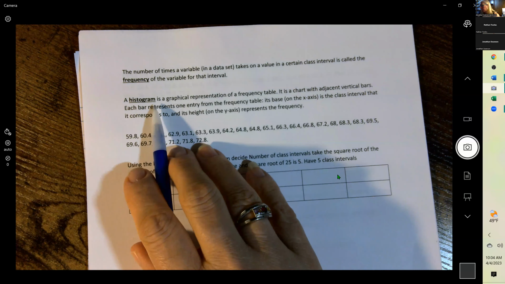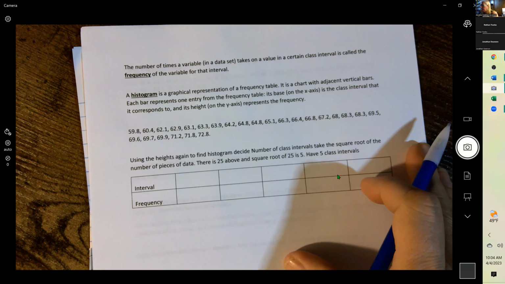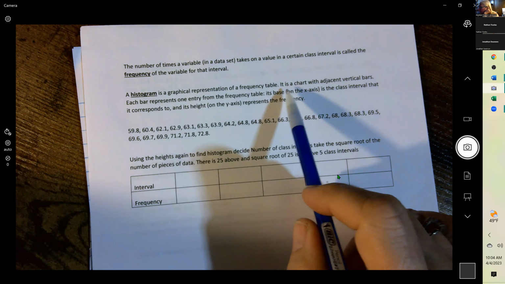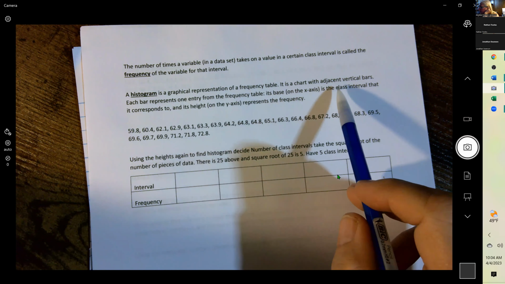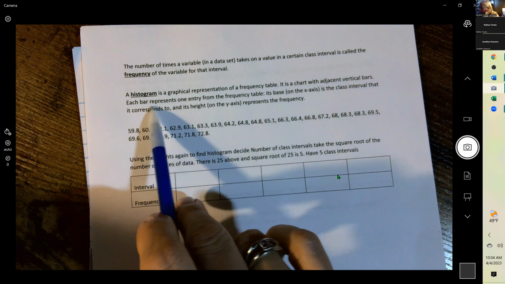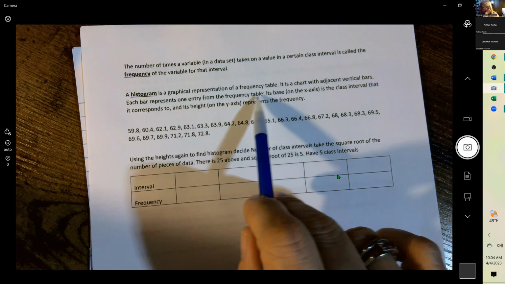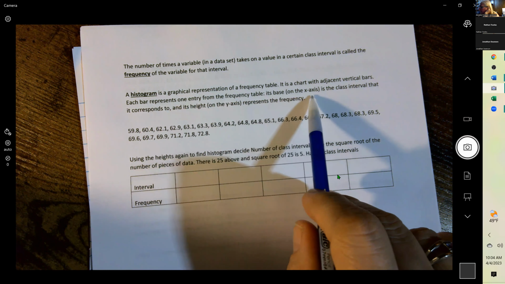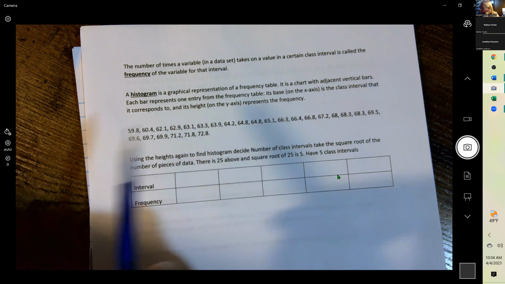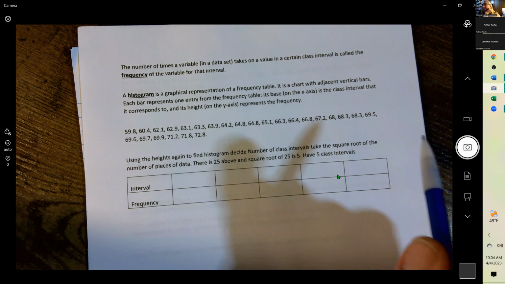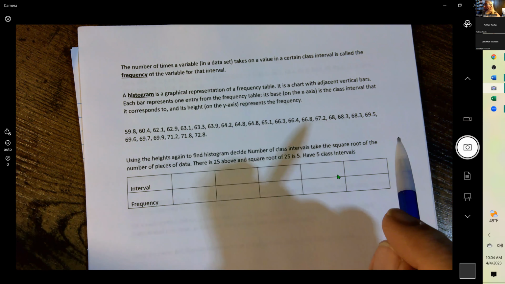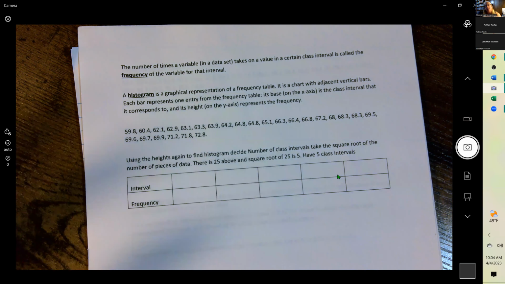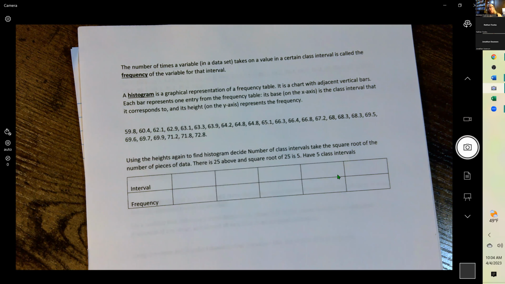A histogram is a graphical representation of a frequency table. It's a chart with adjacent vertical bars. Each bar represents one entry from the frequency table. Its base on the x-axis is the intervals, and the height is your frequency. We did bar graphs. I don't think we looked at histograms, but bar graphs don't touch where a histogram does because it's continuous numerical values.